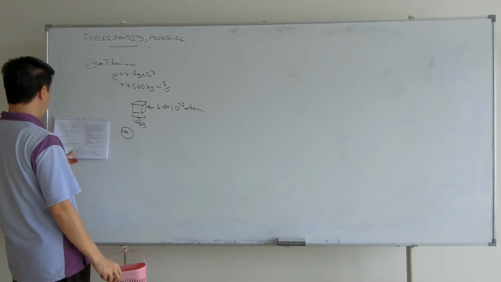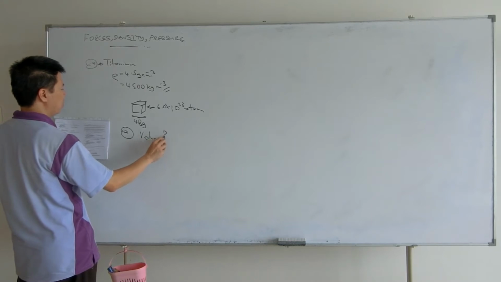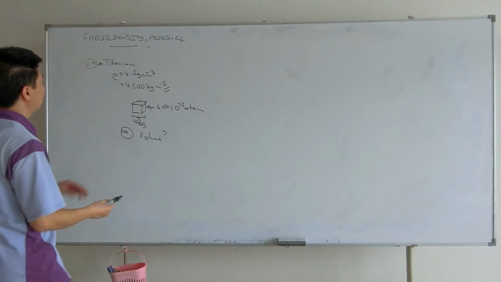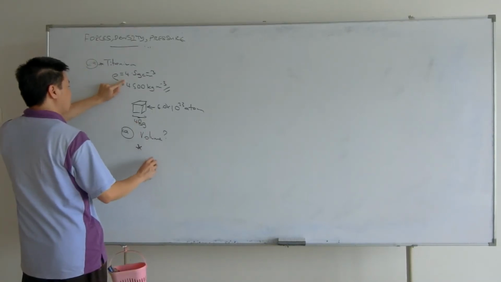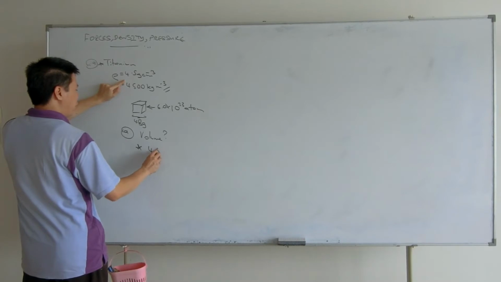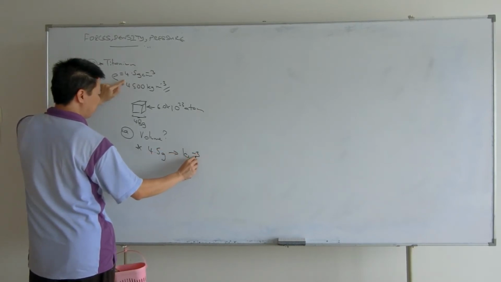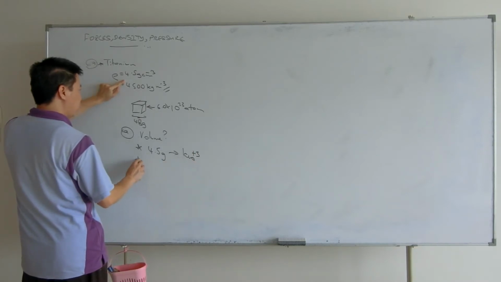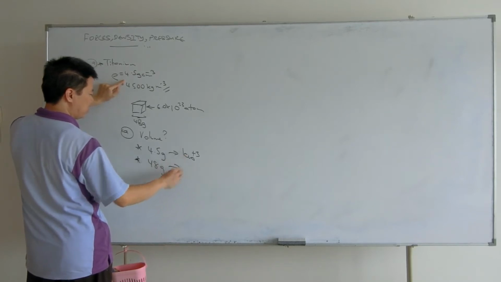A. Calculate the volume of the cube. What is this volume equal to? So quite obvious. Here you're going to use ratios. You got 4.5 grams. It gives you 1 centimeter cube. Therefore, 48 grams will give you, so this is cross multiply.